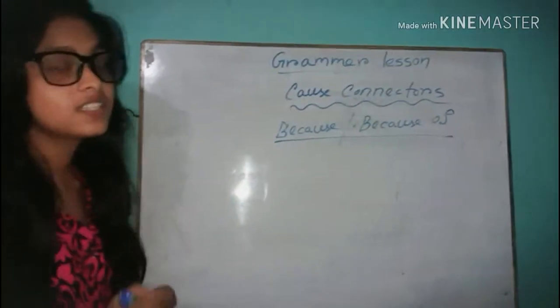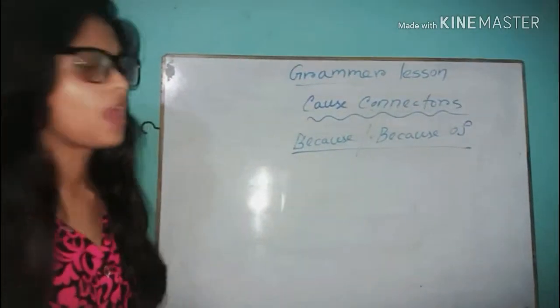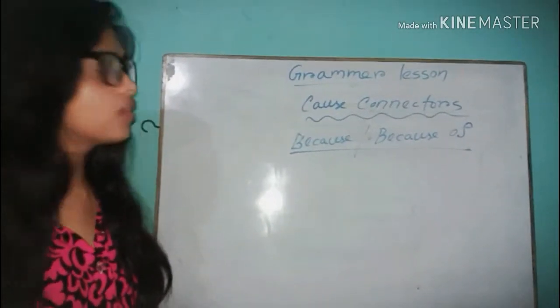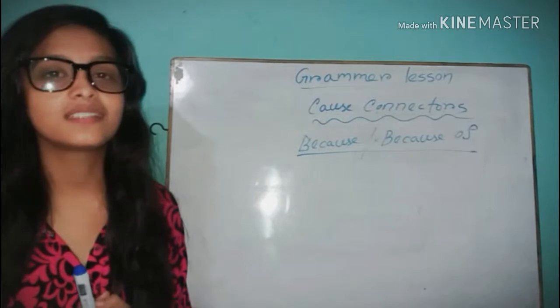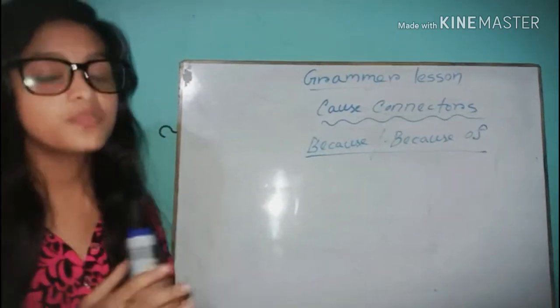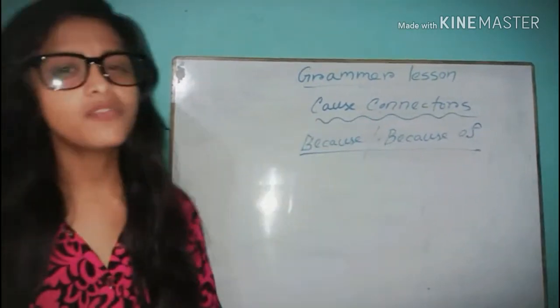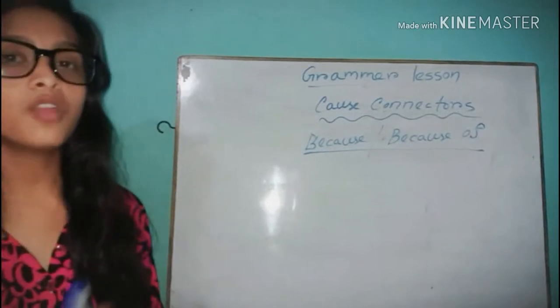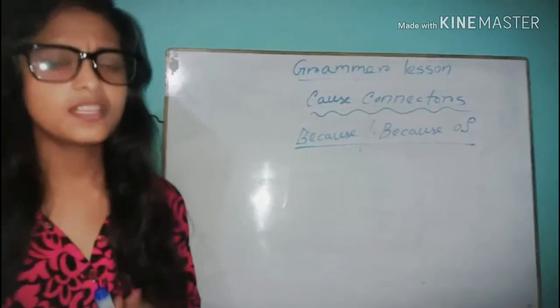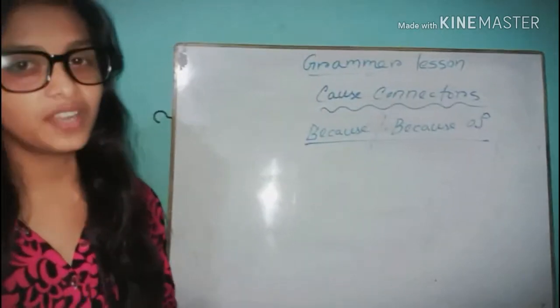Cause characters: because or because of. Because must always be followed by a complete sentence. That means there must be a verb. Because of is followed only by a noun or noun phrase. That means there must not be a conjugated verb.